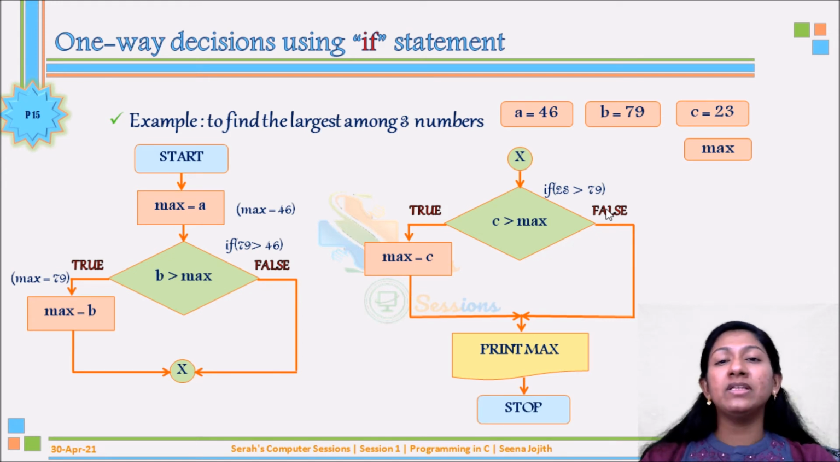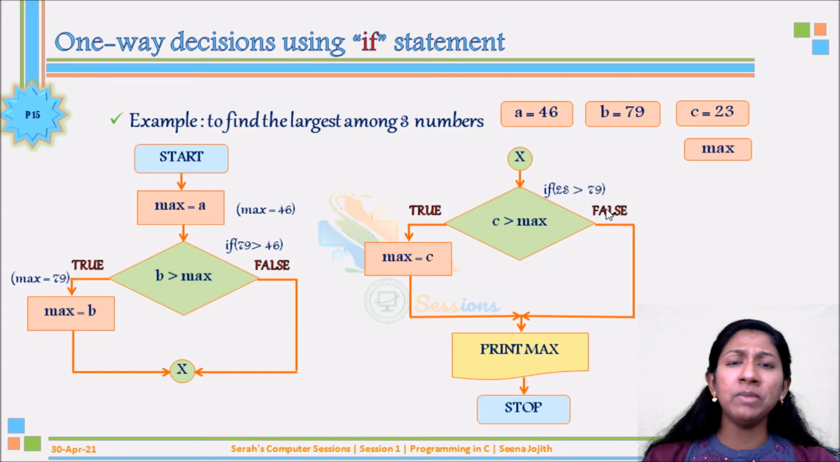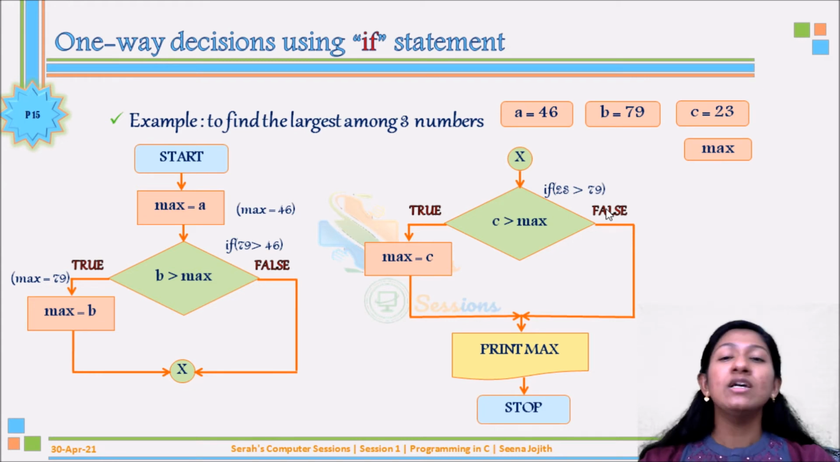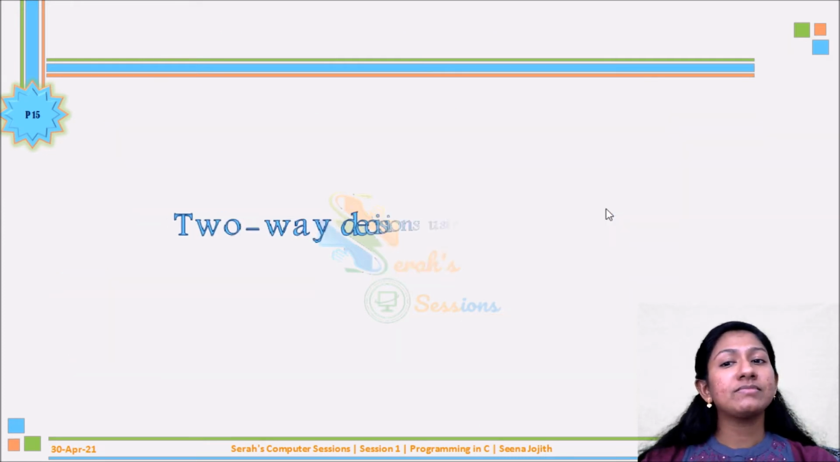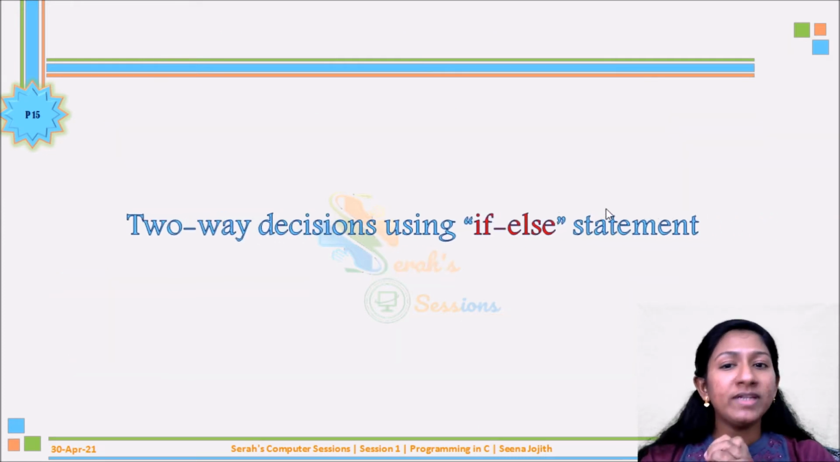Ultimately, we will be having the largest number in our max variable. So that will be printed or displayed as the largest number among the three is max, the variable. Okay, and then the flowchart stops. So I hope that you clearly understood this flowchart and how this if condition is being dealt with. Okay, now let's move on to the two-way decisions using if-else statement.